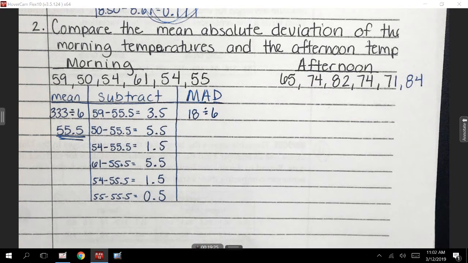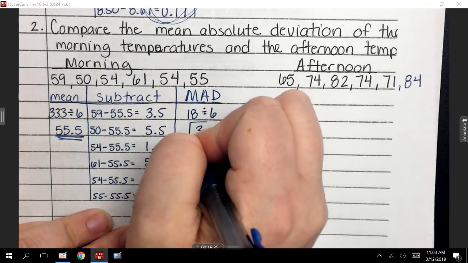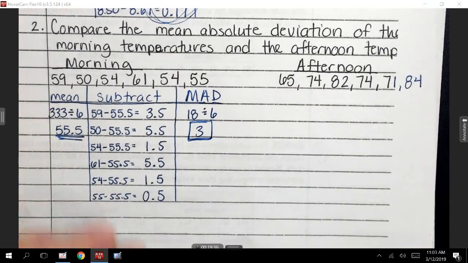What if I had 11 numbers? We divide by 11, and then I'd hate my math teacher for giving me so many numbers, right? All right, so we divide by 6. What does that give me, Hunter? 3. So there's my mean absolute deviation.